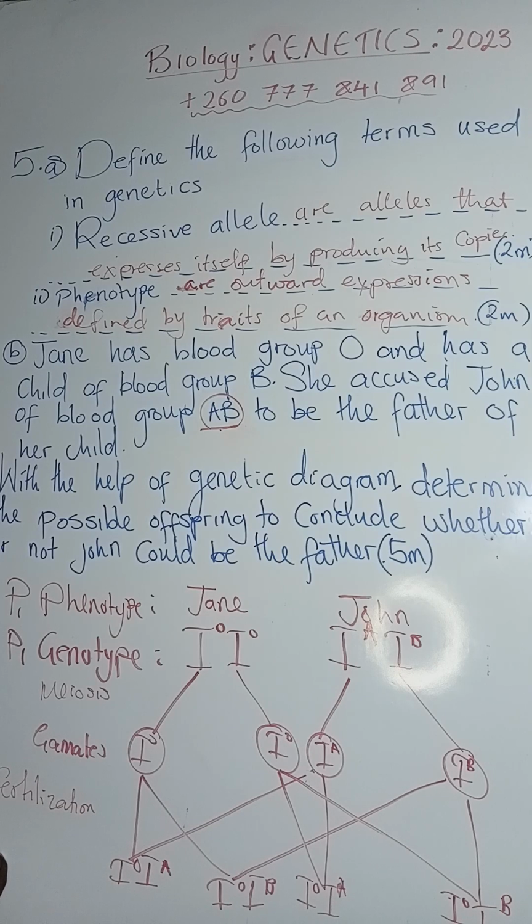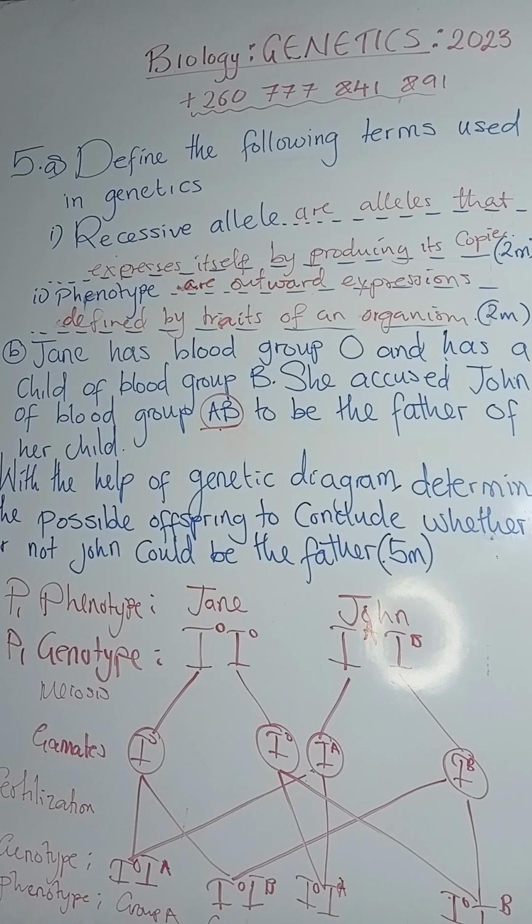These are what we call the offspring genotype. Then what is the offspring phenotype? According to the offspring phenotype, this is blood group A, then group B, then group A, then group B. So this concludes that John could be the father of the child.